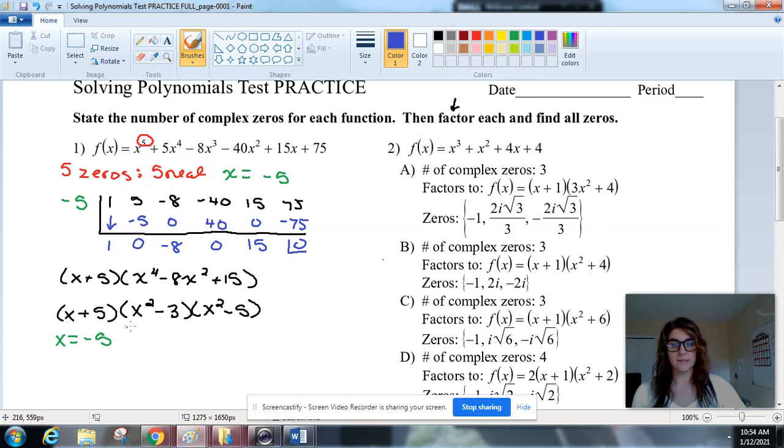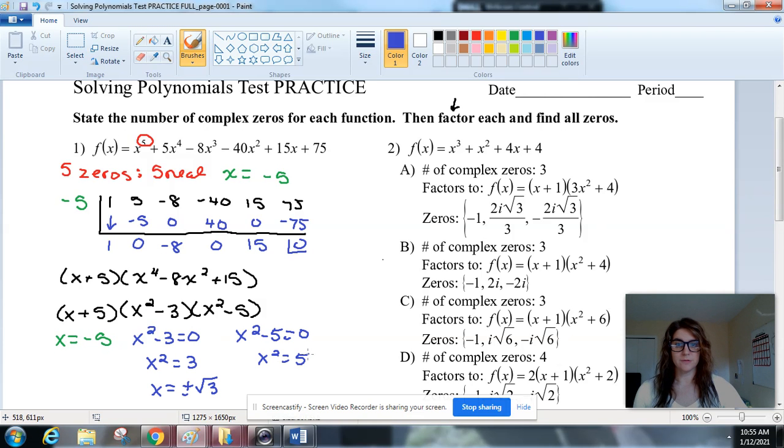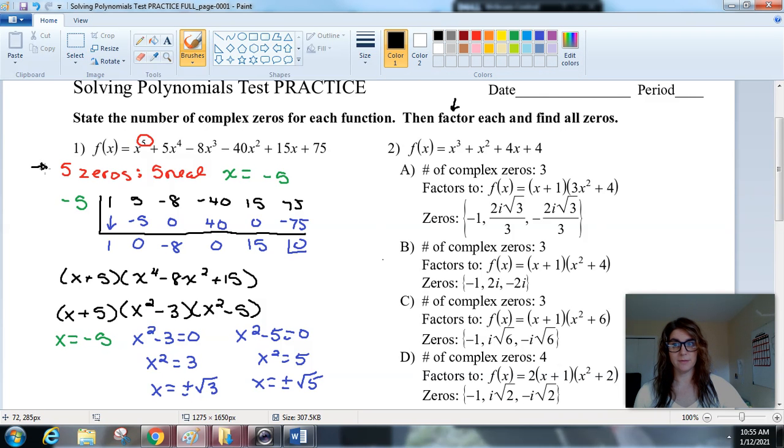The other 2, I'm just going to set equal to 0 and solve. So x squared minus 3 equals 0, and x squared minus 5 equals 0. These are easy enough to do. Add and then square root. So we have plus or minus the square root of 3, and you're going to have plus or minus the square root of 5. So I'm going to ask you 3 things about this problem. I'm going to ask you for how many real solutions there's going to be. I'm going to ask you for the final factored form and for your zeros. Okay, so make sure you solve it all completely.